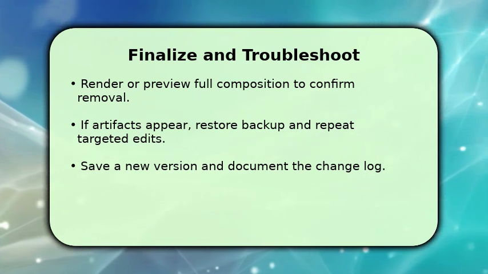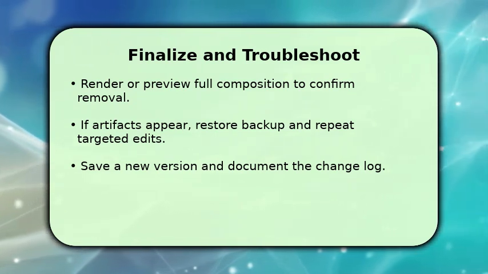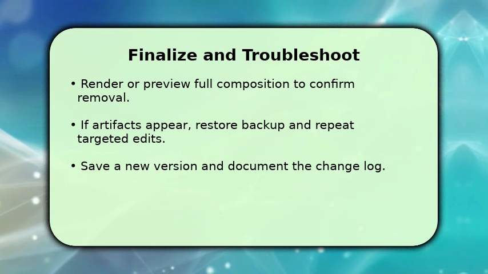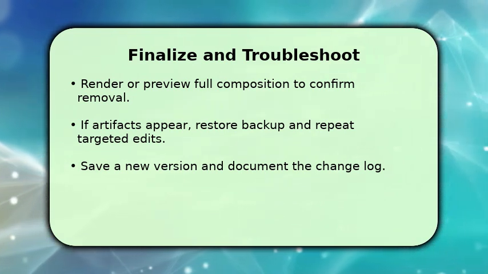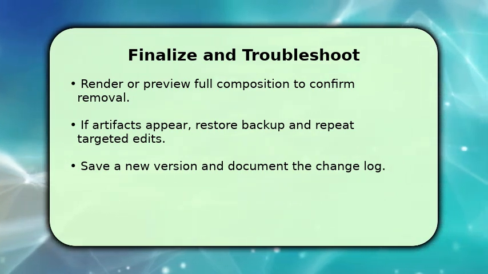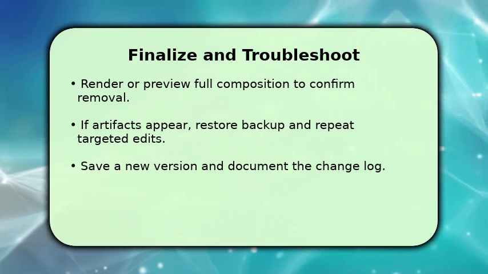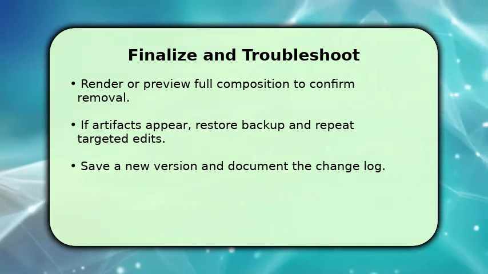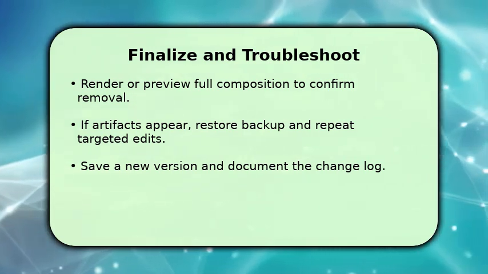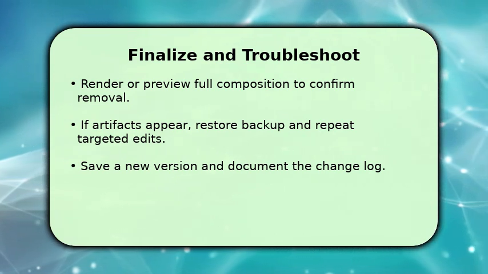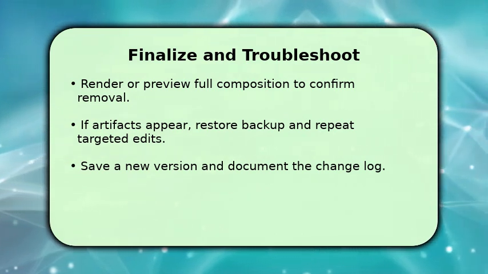If you see artifacts or unexpected transparency, immediately restore your backup, then repeat the targeted edits more conservatively. Modify masks or opacity in increments so you can identify the culprit. Once satisfied, save a new version and record the change log for future reference. This helps you revert or reproduce.